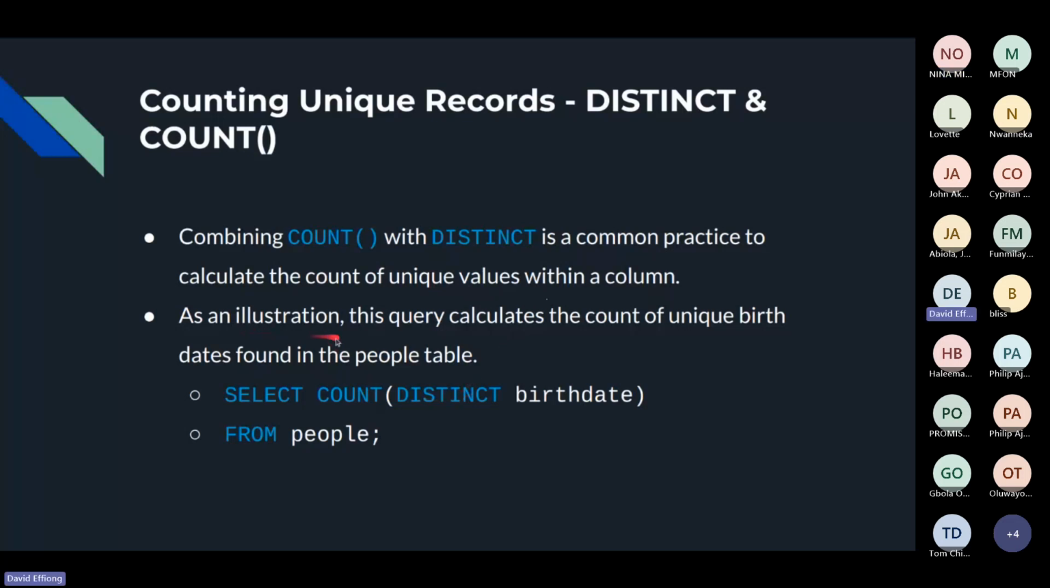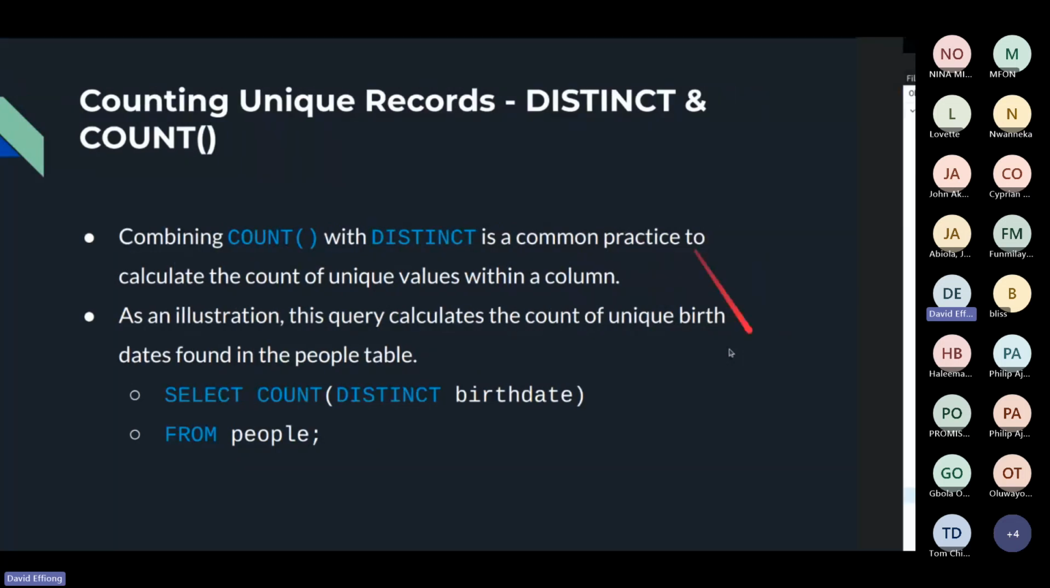So this example here is we want to count the unique birth dates found in the people table. Let me read that again because it sounded confusing. We want to count the unique birth dates in the people table. People can have different birth dates, so we want to know the unique counts of the birth dates. Let me just use this example, then I'll explain with another example.